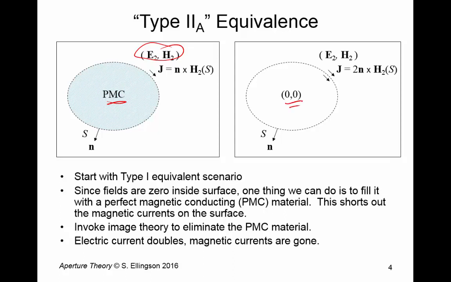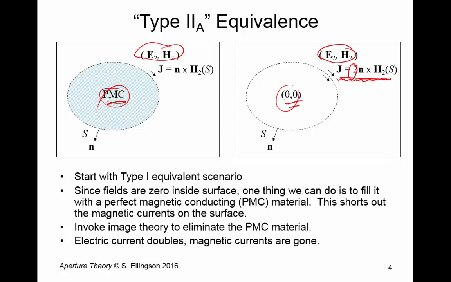Again, we end up with 0 fields inside the surface, inside the volume bound by the surface. The magnetic currents are gone because they were shorted out in the previous step. And after invoking image theory, I now get twice the current density that I had previously. So that's where that factor of 2 comes from. It comes from having invoked image theory to get rid of the perfect magnetic conductor and get back to free space. So now I have a scenario in which fields E2 and H2 are due entirely to electric currents.